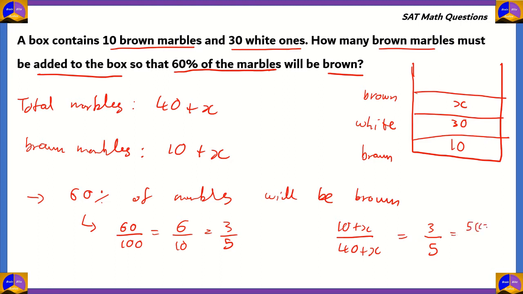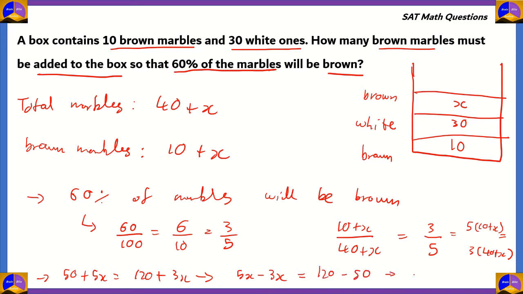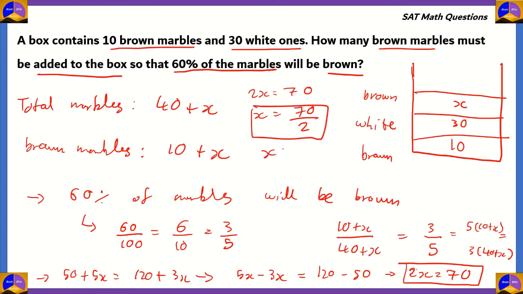So 5 times 10 plus x will be equal to 3 times 40 plus x. So that means 50 plus 5x equals 120 plus 3x. So 5x minus 3x is on the left, and 120 minus 50 is on the right. So we have 2x as equal to 70. So if 2x equals 70, then x equals 70 divided by 2. So the value of x is 35.